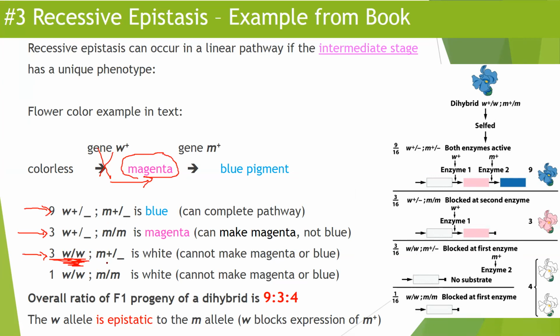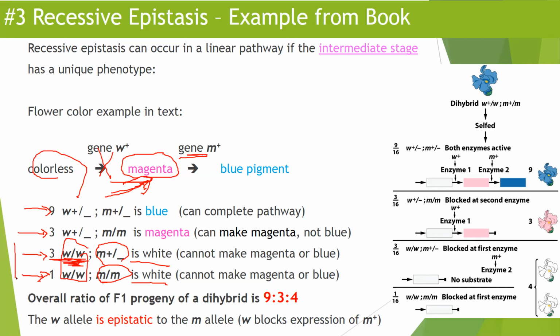No matter what the second gene is, either wild type or mutant, it cannot be functional, right? Because there's no substrate that can be used by this gene. So if the first gene has something wrong, the mutant, you're going to see the same phenotype here, the white phenotype. There's nothing that can be produced. You only see the colorless, white flower.